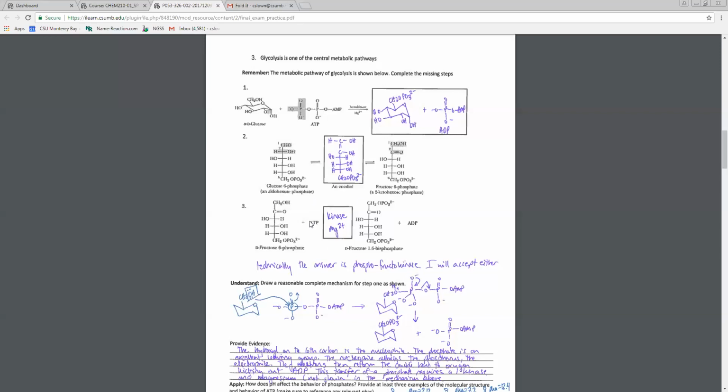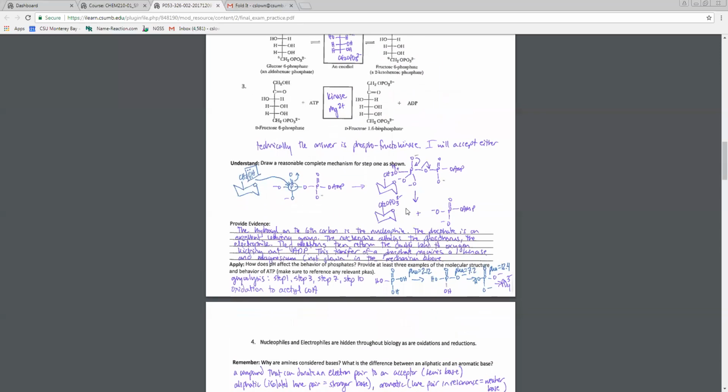And then here, my job is to recognize that I'm adding an additional phosphate, taking that from ATP, so that means the enzyme I'm using has to be a kinase. I want to make sure that I use the counter ion magnesium 2+. So technically, the answer is phosphofructokinase. I'll accept either. In this case, all I really need you to recognize is that it's kinase.